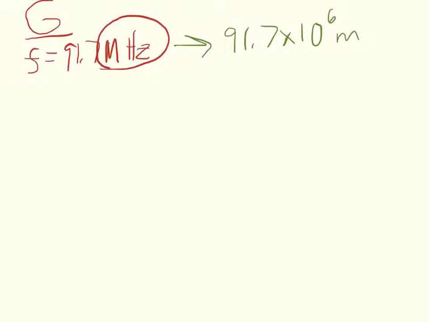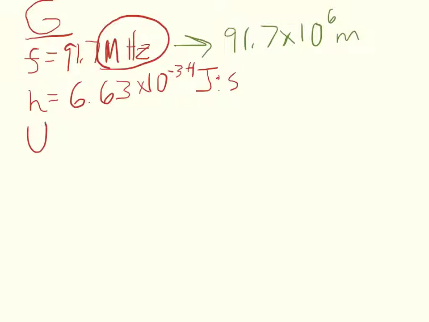Now the other thing that we know, but it doesn't give us in the problem, is that Planck's constant, h, is the same thing every single time. So we have 6.63 times 10 to the negative 34th joule seconds. Fantastic. So there's our givens. Our unknown in this case is they want us to find the energy, the amount of energy.